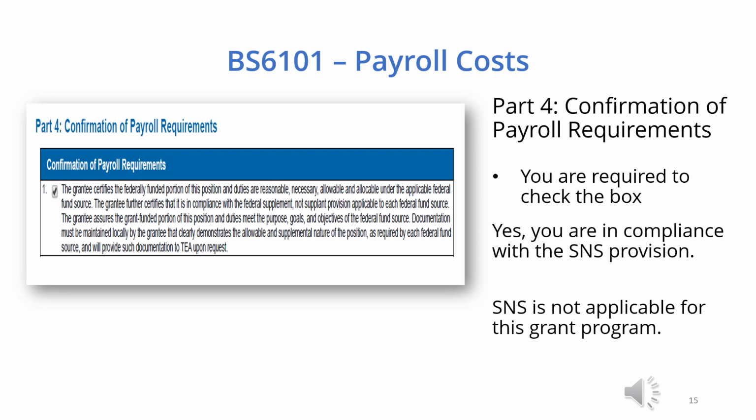Part 4 is confirmation of payroll requirements. You are required to check this box to certify that any payroll positions budgeted in the grant are reasonable, necessary, and allowable for the grant program. The second part of the certification is related to the supplement not supplant provision. The statement says that you certify compliance with the federal supplement not supplant provision for the applicable fund source. Supplement not supplant does not apply to this fund source, so you are in compliance if you check this box. The program guidelines that are attached to the grant state that supplement not supplant does not apply.